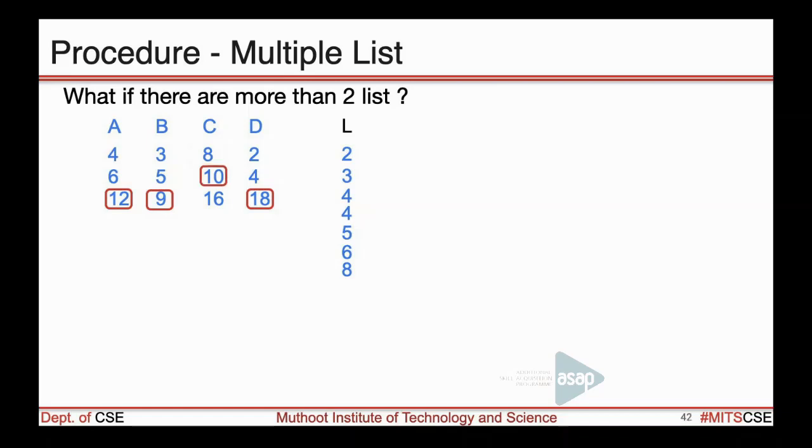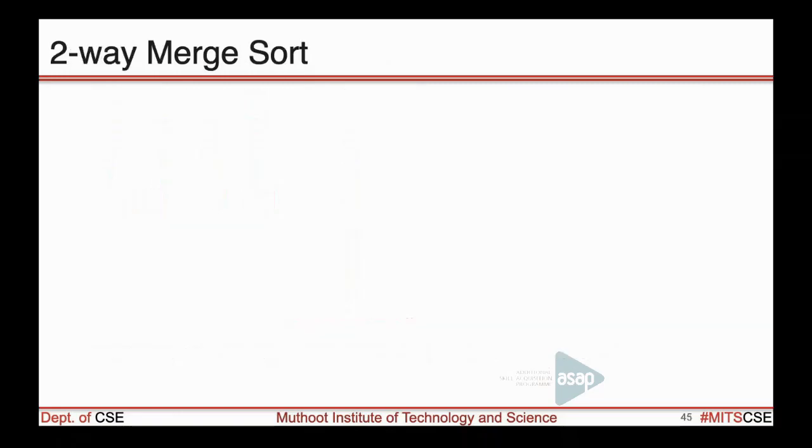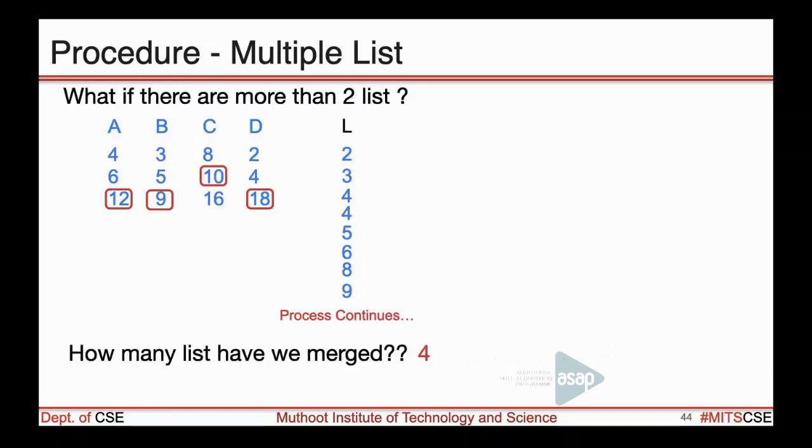Next value is 8. The pointer is moved to 10. Then it is 9. This process is continued until all the elements are listed in the final list. Okay. So how many lists have been merged? A is the first one, B is the second list, C is the third, and D is the fourth list. So we have merged 4 lists. That's why this is called 4-way merging. So 4-way merging means we merged 4 different lists.